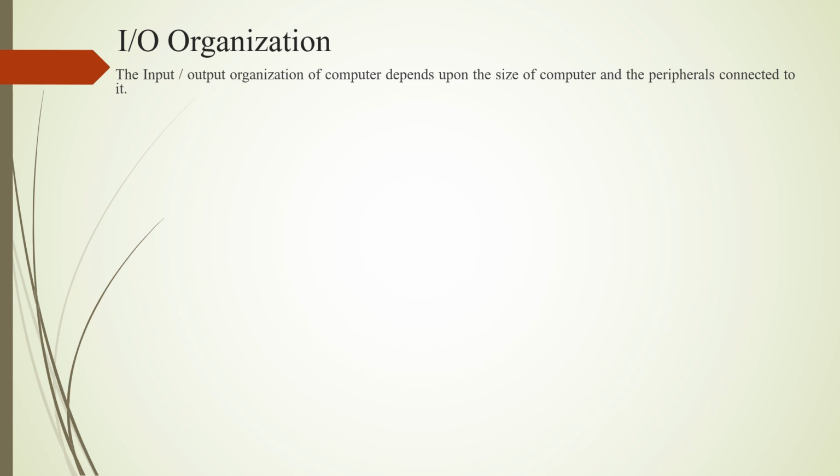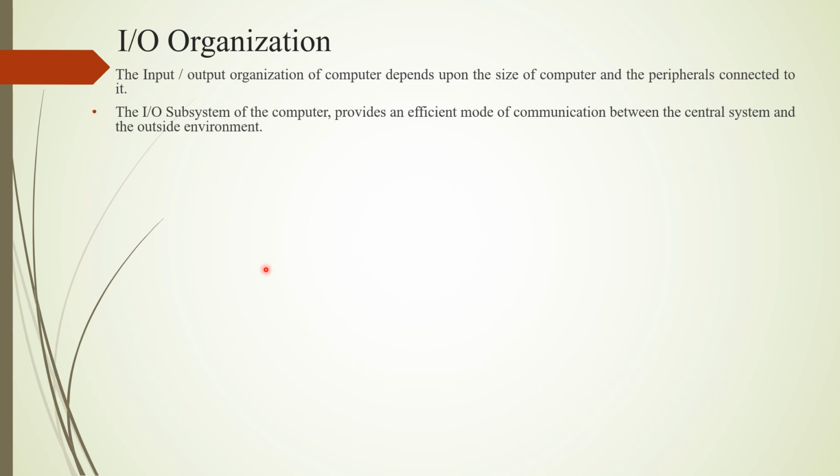The input and output organization of a computer depends upon the size of the computer and the peripherals connected to it. The IO subsystem of a computer provides an efficient mode of communication between the central system and the outside environment. The basic feature of a computer system is its ability to exchange data with other devices.